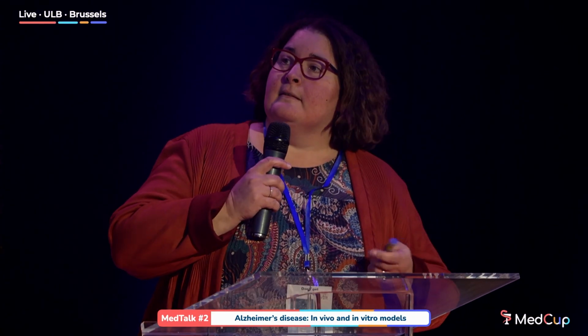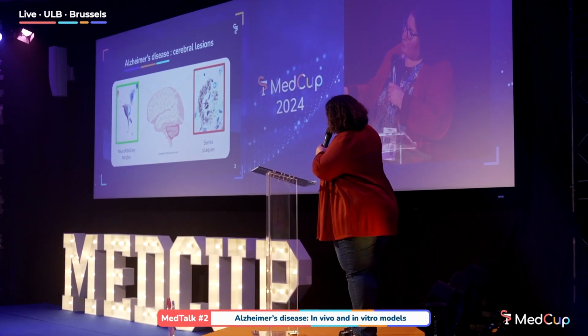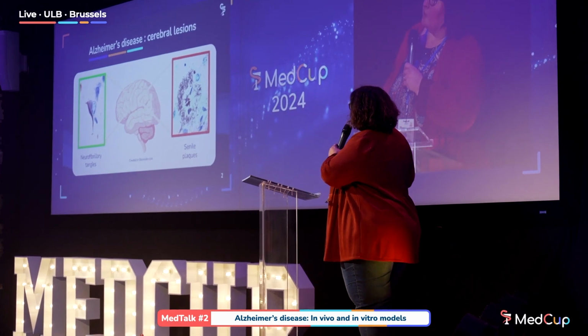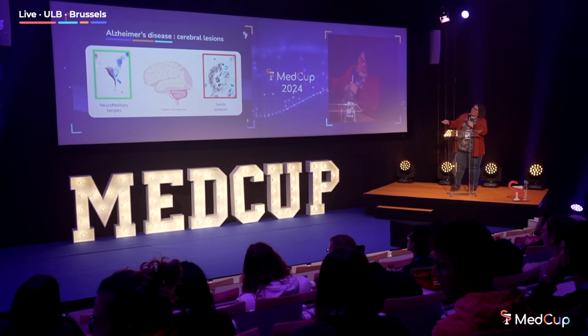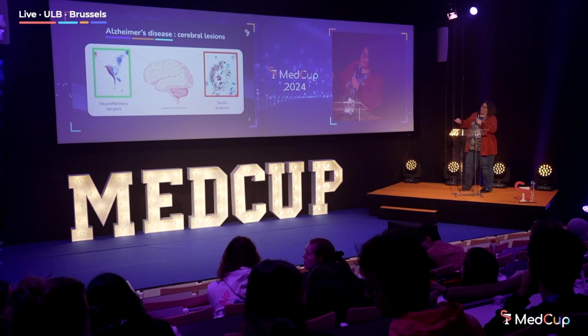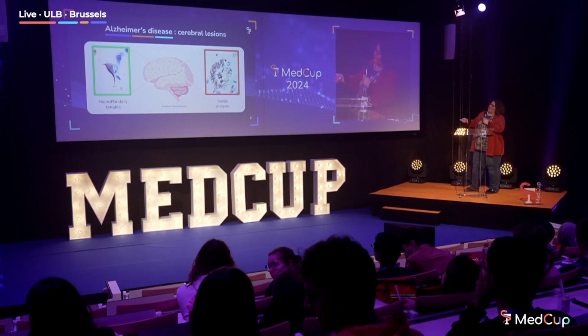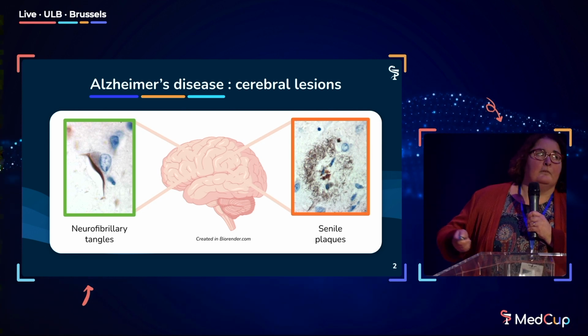In Alzheimer's disease, we have two neuropathological lesions that we can find in the brain. The first one is called the neurofibrillary tangles. It's accumulation in the cell bodies of neurons. We see here the brown color that shows the pathology here. And the second lesion is called the senile plaques. The senile plaques are composed of an extracellular deposit of amyloid peptide in the brain. This amyloid peptide here is also colored in brown.